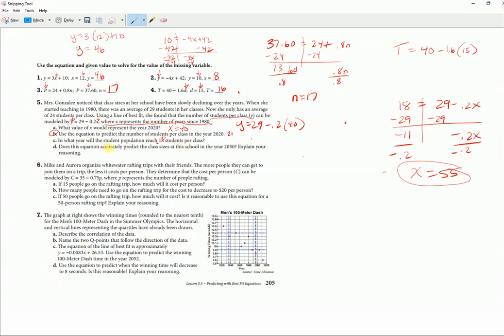Now let's see, does this equation accurately predict the class size of the school in the year 2050? If you plug in 2050, that's going to be when x is 70.